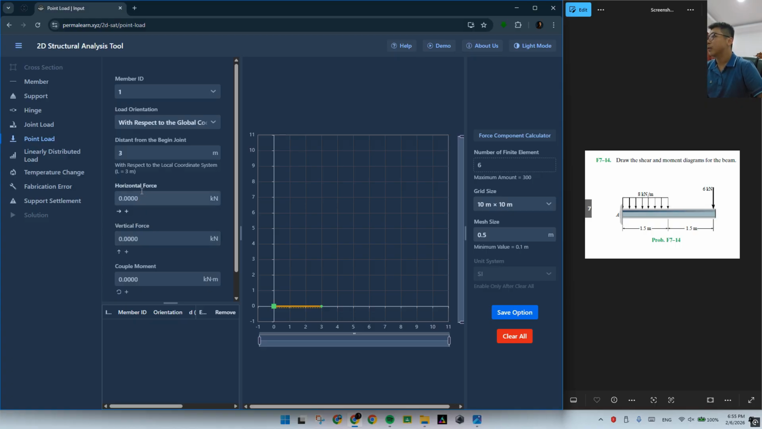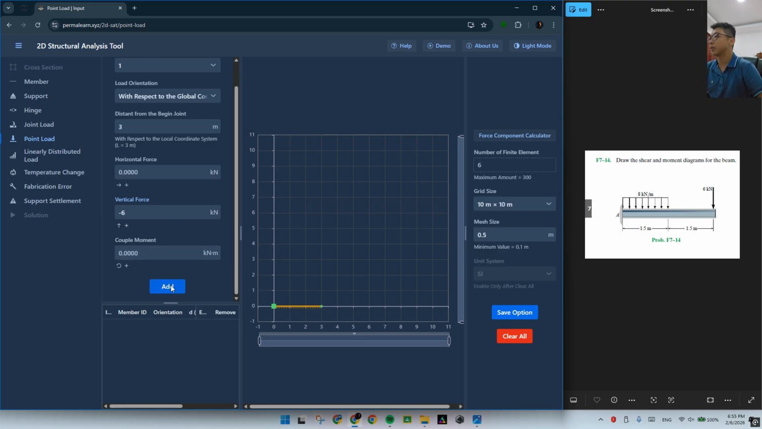Since this website defines the vertical force upward as positive, and our picture shows 6 kilonewton downward, we need to put minus 6 kilonewton. Then we click on edit. Here is the point load at the last point, 3 meters from the origin coordinate.